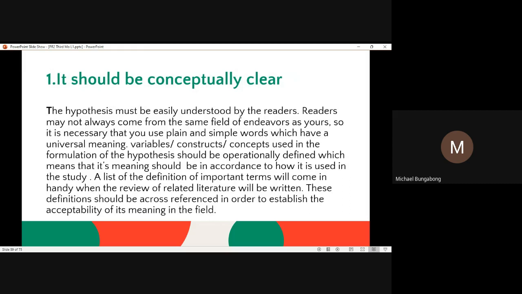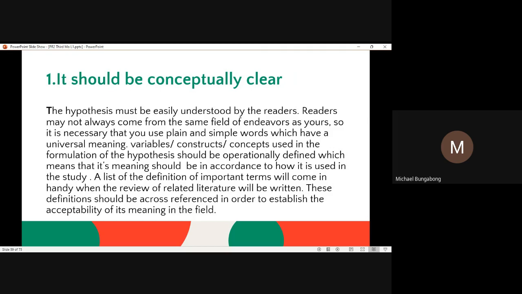Well, first and foremost, if we say that it should be conceptually clear, then the hypothesis must be easily understood by the readers. Remember that readers may not always come from the same field, so they are not as knowledgeable as you. So it is necessary that you use at least plain and simple words which have a universal meaning. So avoid using hyperbolic words to avoid confusion. All right. So the variables, constructs, and concepts used in the formulation of the hypothesis should be operationally defined, which means that its meaning should be in accordance with how it is used in the study.